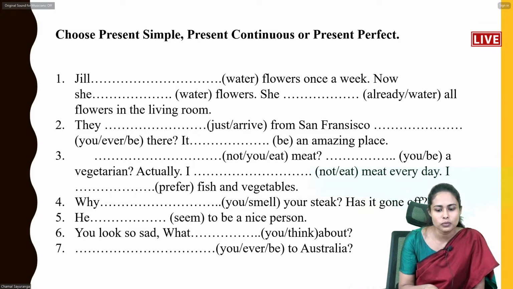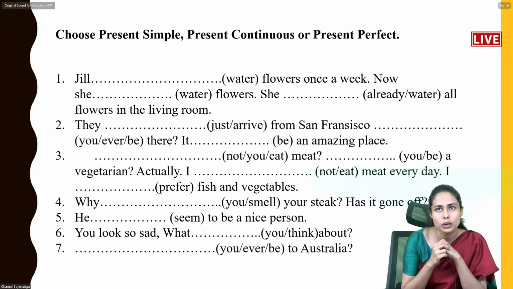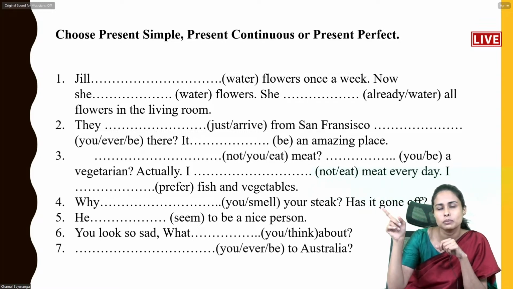Next one: they just arrived from San Francisco. You ever be there? It be an amazing place. They have just arrived. I asked you to use the time word just with a particular tense. Present perfect. They have just arrived from San Francisco. Then there is a question: have you ever been there? The verb is be, and the past participle of the verb be is been. Have you ever been there? Then the verb is be: it is an amazing place. Very good.